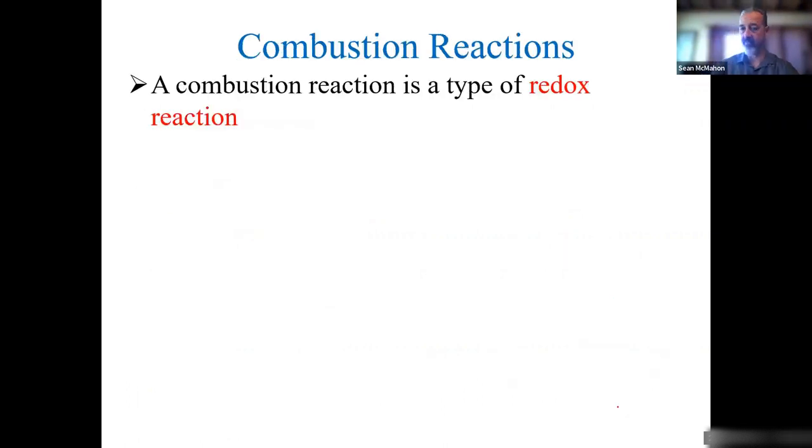So let's really kind of start breaking everything down. Okay, so combustion reactions is a type of oxidation reduction. So you can't just say redox. It's too vague. 4 of the basic 5 are redox. So I want you to be able to identify it as combustion. So how do you do that?